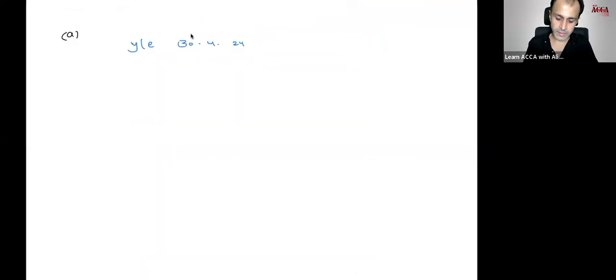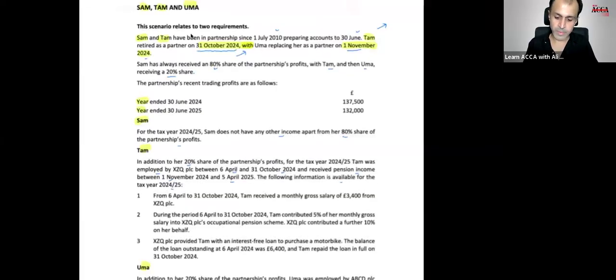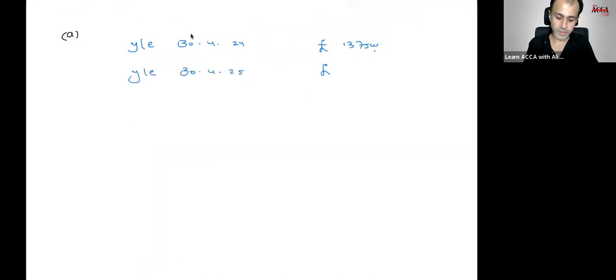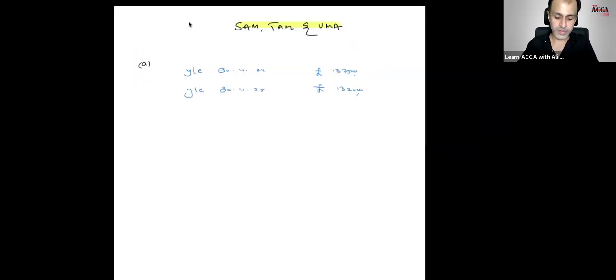The profits are 137,500, and then year ended 30th of April 2025, the profits are 132,000. So rather we go and write them in this way. I can expand the whole of the years in front.